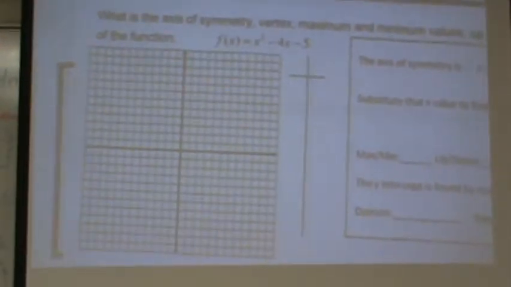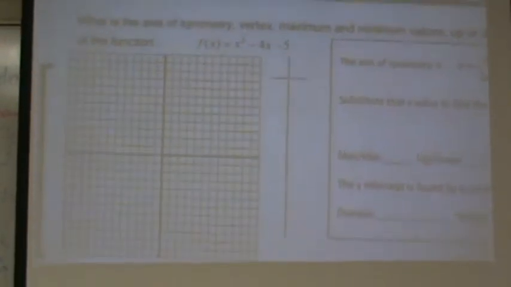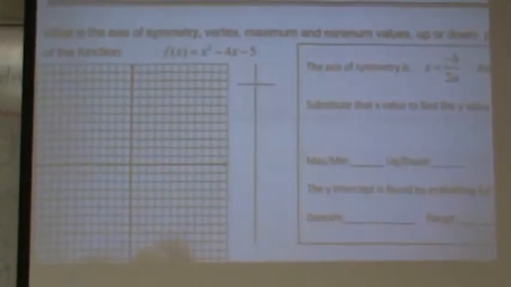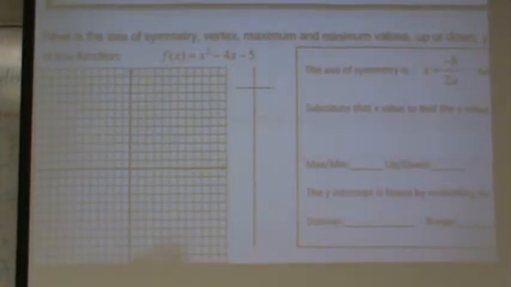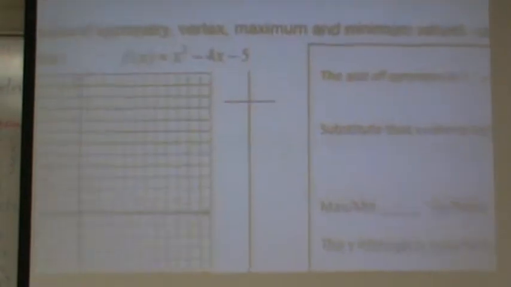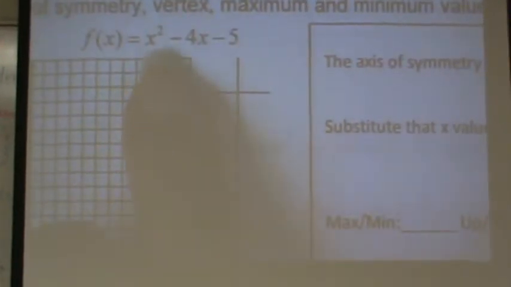Okay, now let's put this all together in a graph. We're gonna do 2 of these. I wanna take y equals x squared minus 4x minus 5, and I wanna graph the whole thing. This is what I expect you to be able to do by the end of this hour. Okay, so we're gonna always start off with the axis of symmetry.